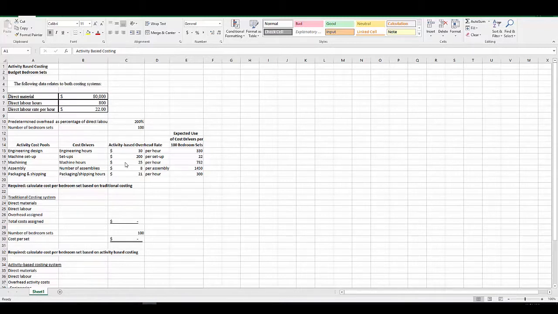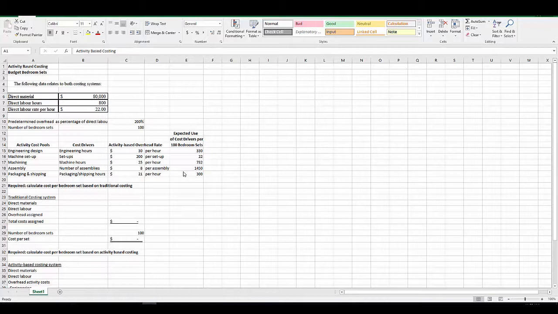Machining is the actual machining cost. It's calculated here at $25 per machine hour. Assembly, here the cost driver is the number of assemblies, so it's $8 per assembly. And finally, packaging and shipping, it's $21 per shipping and packaging hour.